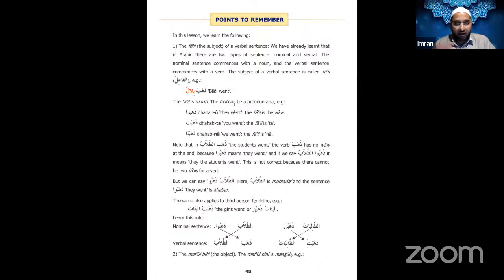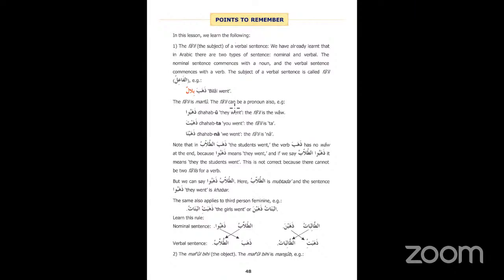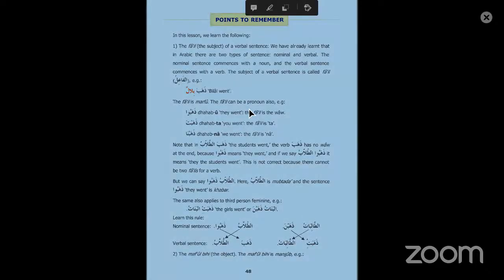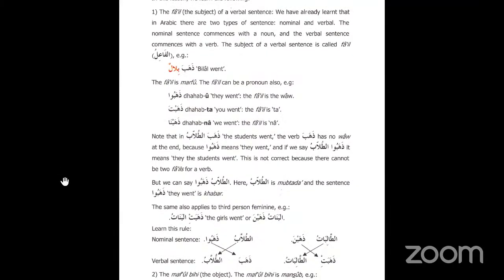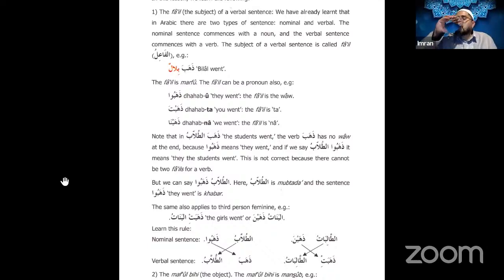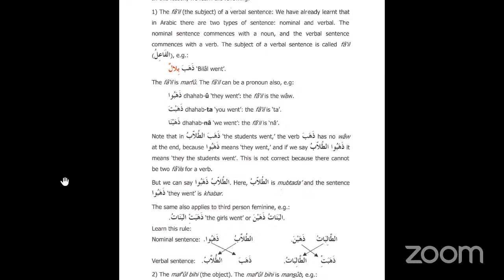So now if you can continue, and that is pretty much everything we're going to learn today. Bismillah. Okay. Note that in Dhahaba at-tullabu, the students went, the verb dhahaba has no waw at the end because dhahabu means they went. And if we say Dhahabu at-tullabu, it means they, the students, went. That is not correct because there cannot be two fa'ils for the verb. But we can say at-tullabu dhahabu. At-tullabu is mubtada and the sentence dhahabu, they went, is khabar.